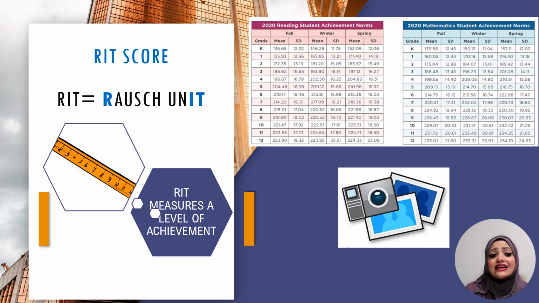The RIT scale is an achievement scale. It's accurate, it's equal intervals, it's useful for measuring growth over time, and it's the same regardless of age or grade of the student. If a student has a particular RIT score, it means that the student is about 50% likely to correctly answer an item calibrated at that RIT level.